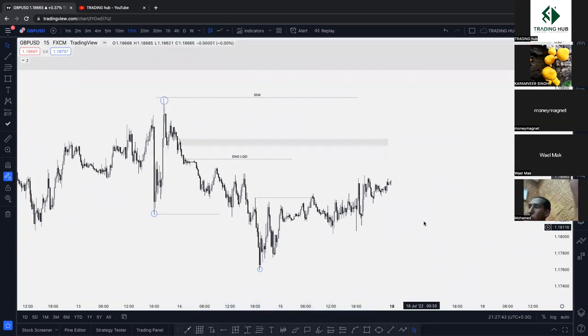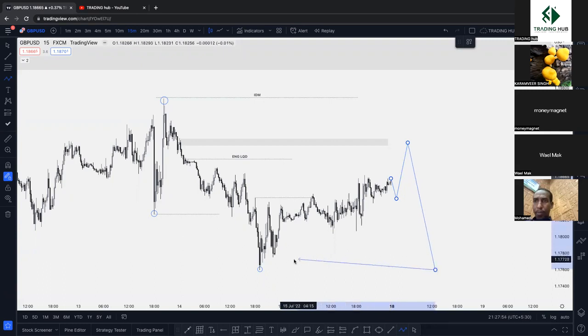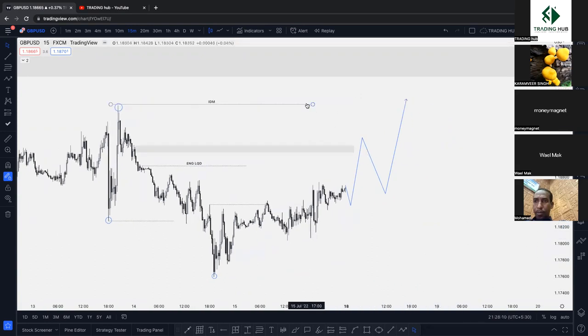Okay, if the market takes out, taps here and shows some reaction, then you have to sell, till this zone. If the market fails at this level, then there is a very high chance the market takes out this high. Then we can see some push downside because this is our 4-hour inducement.